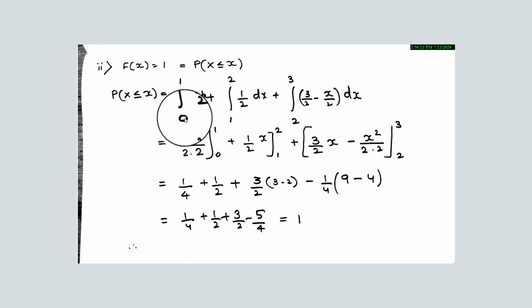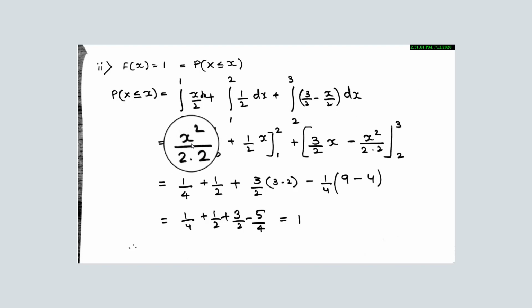What is f of x? For all the values starting from what range? From 0 till 3. So I'm just opening it once again, from 0 to 1. In place of the value of a I have 1 by 2, so I have written 1 by 2 into x, plus the integral over the limits 1 to 2. In place of a I am writing 1 by 2 into dx, plus over the limit 2 to 3, 3 by 2. How do I get 3 by 2? 3 is already there, and in place of a I have written 1 by 2, minus x into a was there. In place of a I have written 1 by 2 into dx. Now I am just simplifying it.